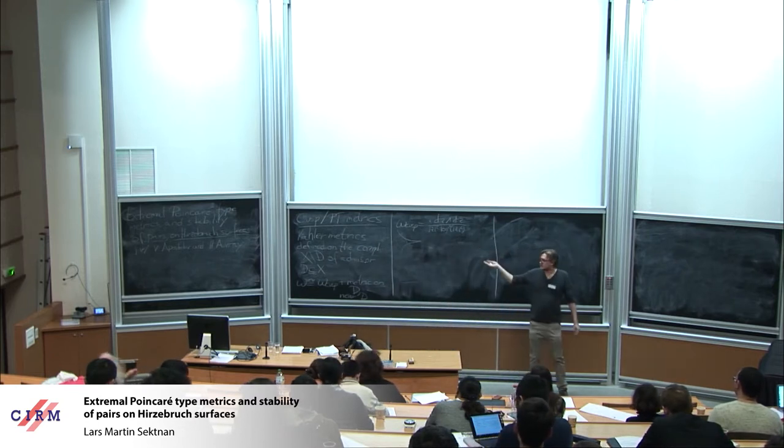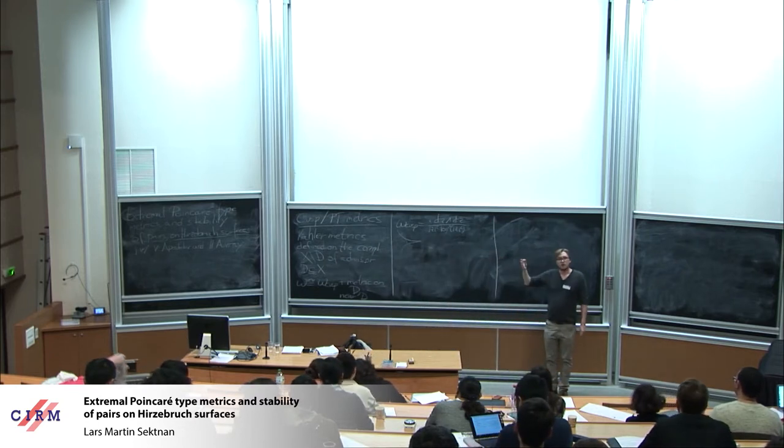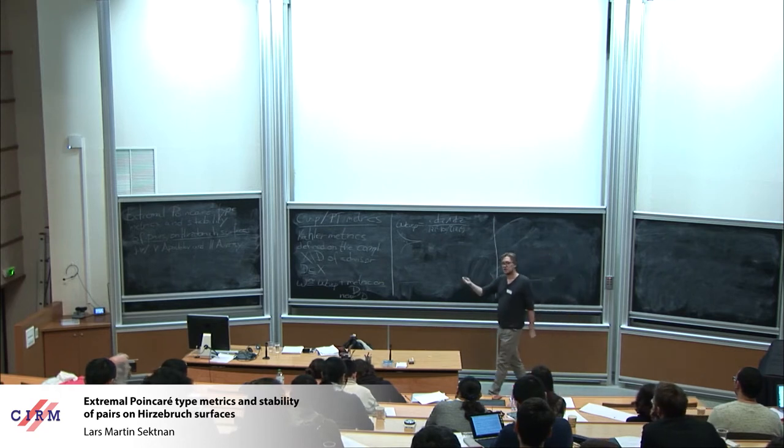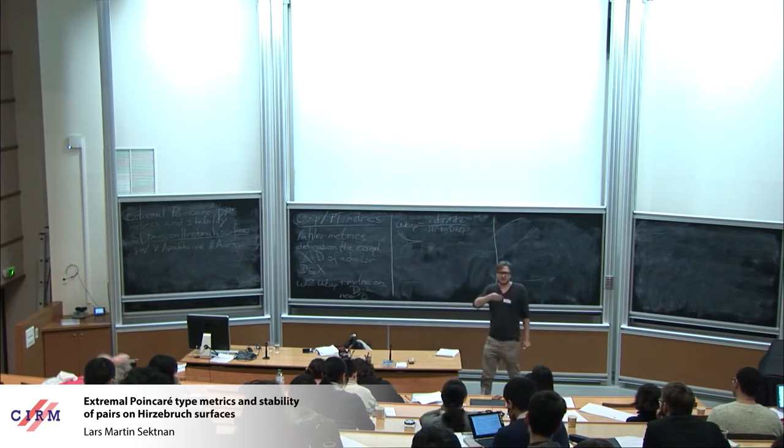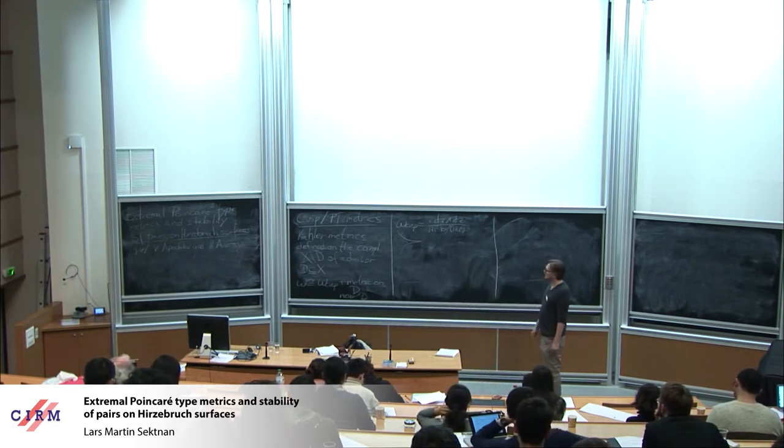So all of this stuff is in, well, Hirzebruch surfaces are toric manifolds, and the conjecture I mentioned at the start has been phrased well, at least in the toric case. So a lot of what I'm going to do is in the toric world. So I'll recap a bit on toric geometry first.